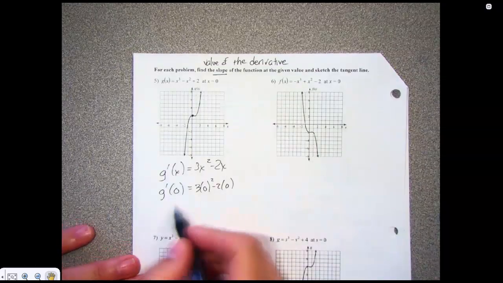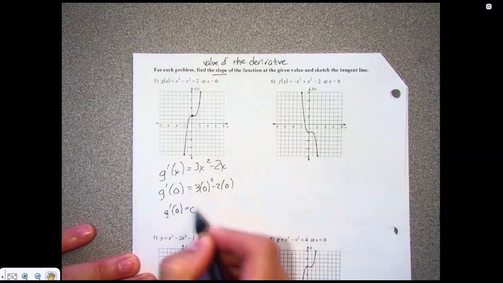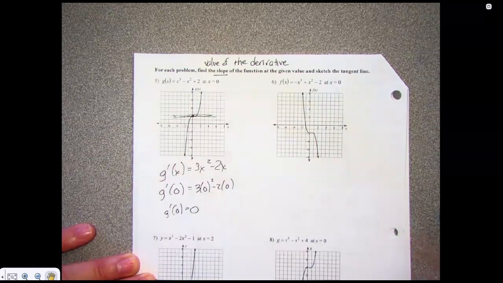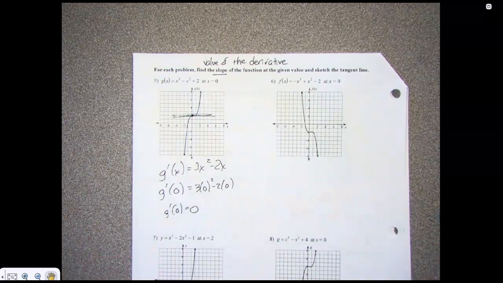So if you take the derivative and plug in 0, you do in fact get 0, so this is a horizontal right there. Questions on 5? I'll give you a second to do 6 if you want to try that, and then I'll move on to the next type.